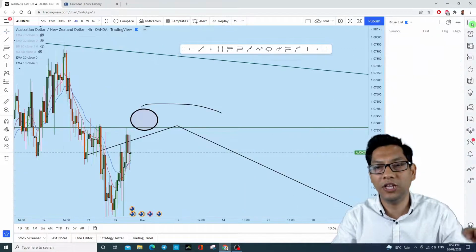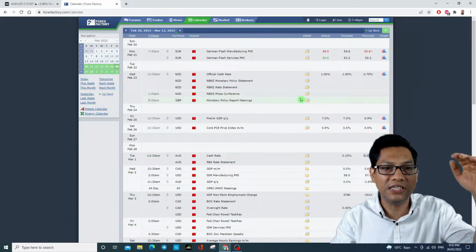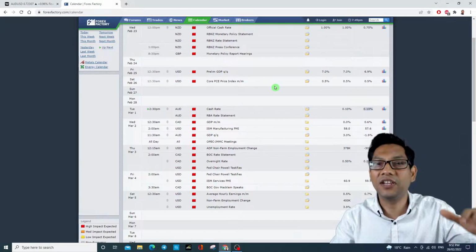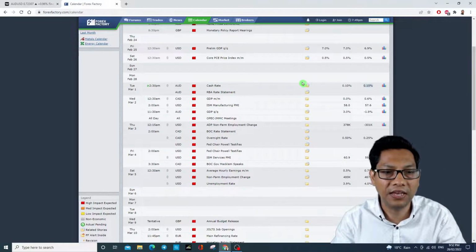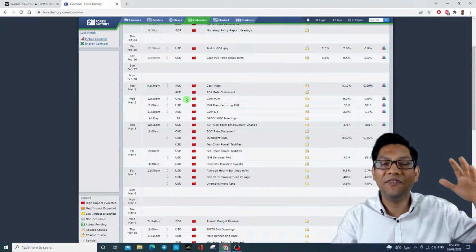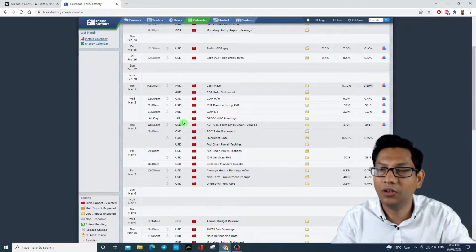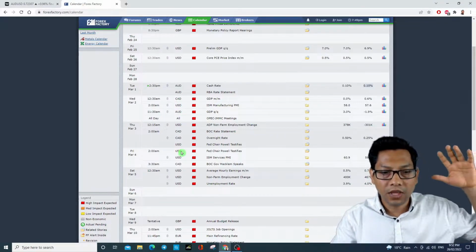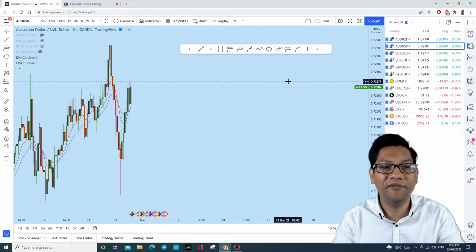This is the AUDNZD, Aussie dollar. Now remember, next week, as you can see, this is Forex Factory, the news site where you can find all the high impact news releases. Next is going to be AUD on Monday, the first day of the trading week, and then USDCAD, oil. All this is going to be highly volatile. AUD will be on fire next week.